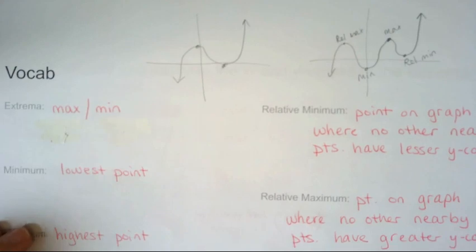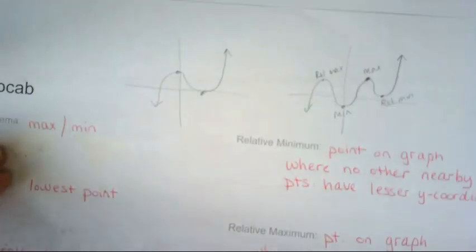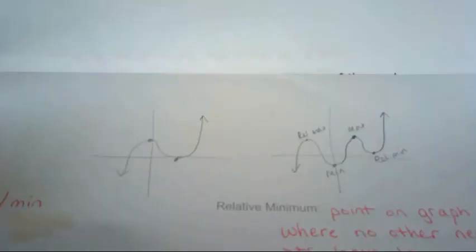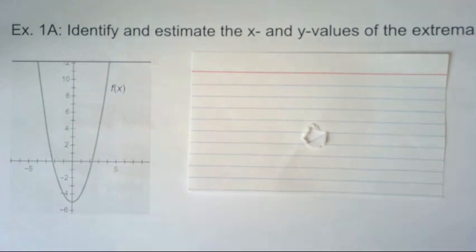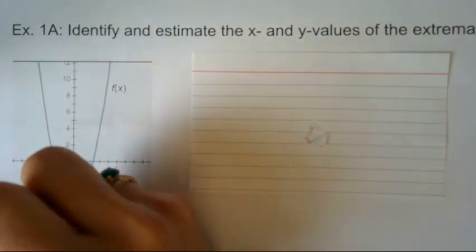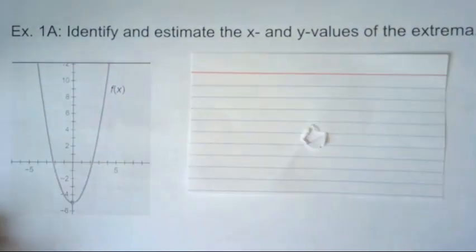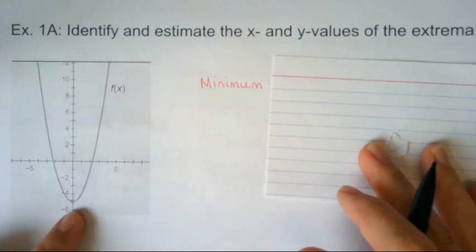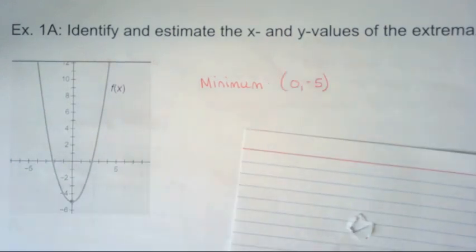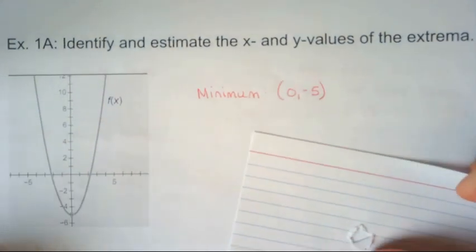So what we're going to do first is identify what all of those are and try to find where those extrema are. This first example asks you to identify your x and y values of the extrema. Well, this one's pretty easy because there's only one little curve, one little hump in there. So here is my valley. Since it's at the bottom of the valley, this would be an example of a minimum. And then I'm just going to write down the coordinates of that point. So it would be (0, -5). Pause the video and try the next example.